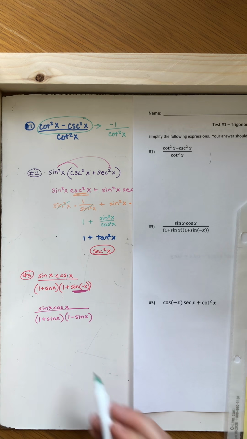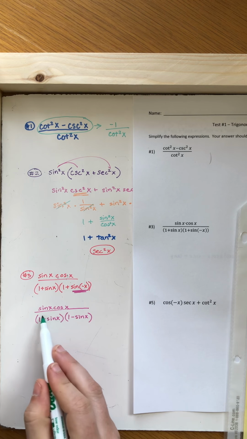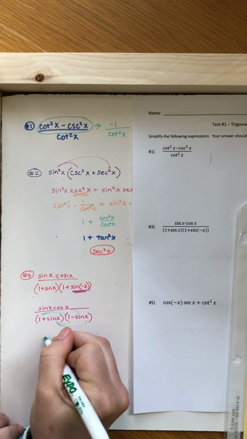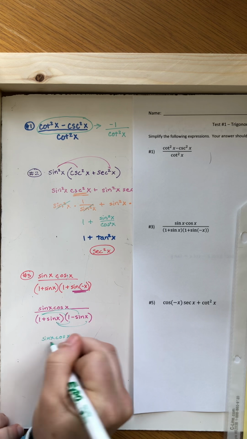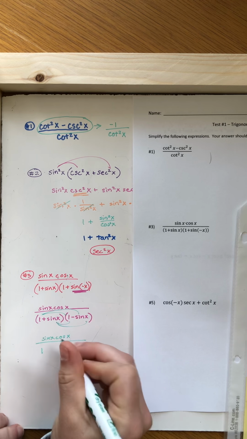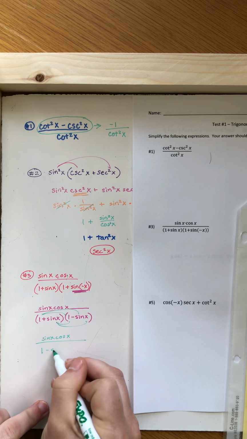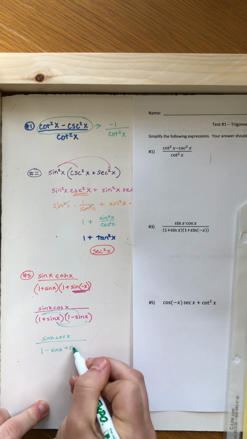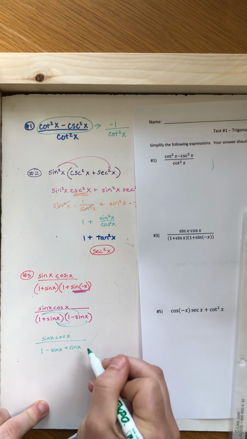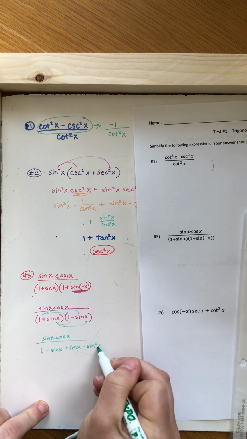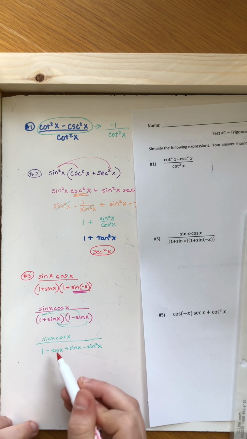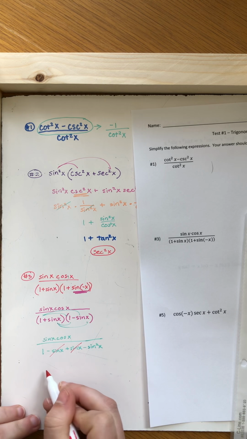And for me personally, I think I'm going to have to distribute the bottom before I do anything else. So we have 1 times 1 is 1. 1 times negative sine x is negative sine x. Sine x times 1 is sine x. And sine x times negative sine x is negative sine squared x. Now I have a positive sine x and a negative sine x. Those make 0, so they can go away.